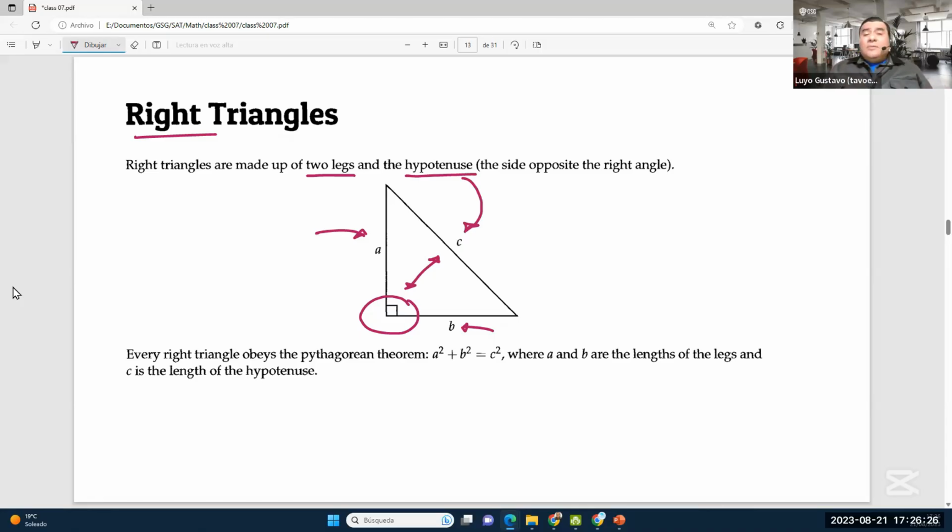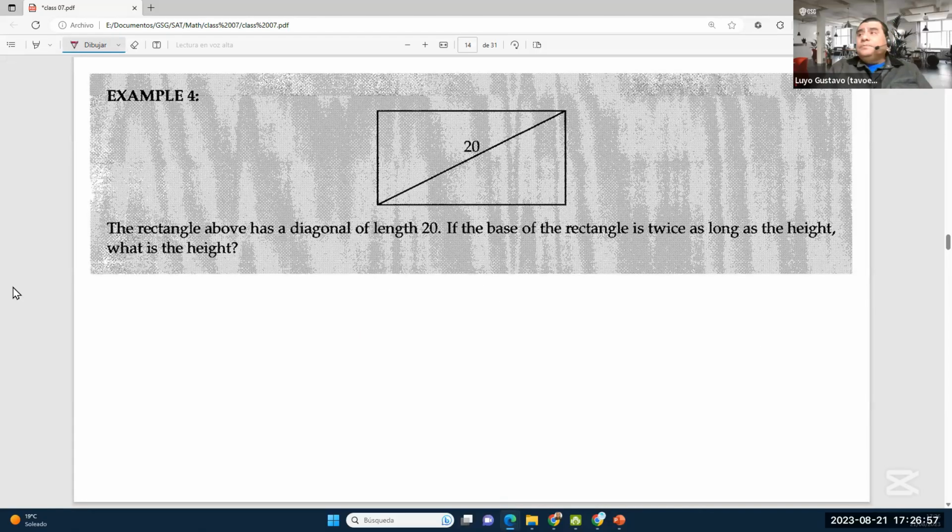And there is a universal relationship among the three lengths of the sides of a right triangle, which is the Pythagorean theorem. The sum of the squares of the lengths of the legs equals the square of the length of the hypotenuse. That's it. Say Pythagoras, right? Okay. Well, let's see one example. Try, please, question 4.